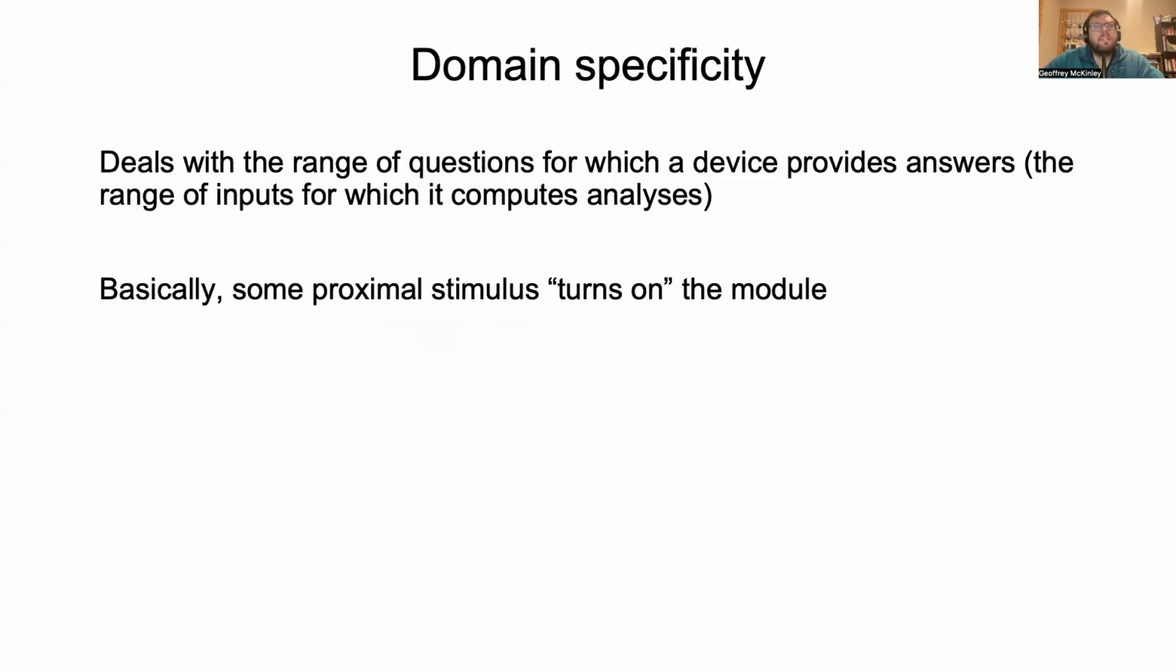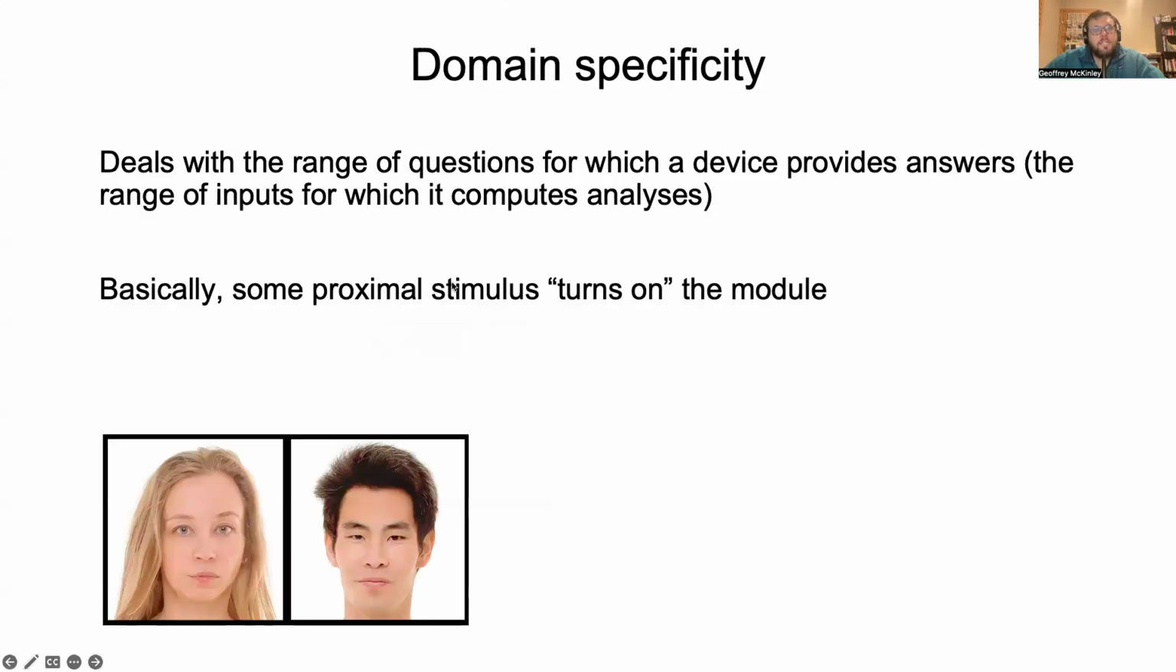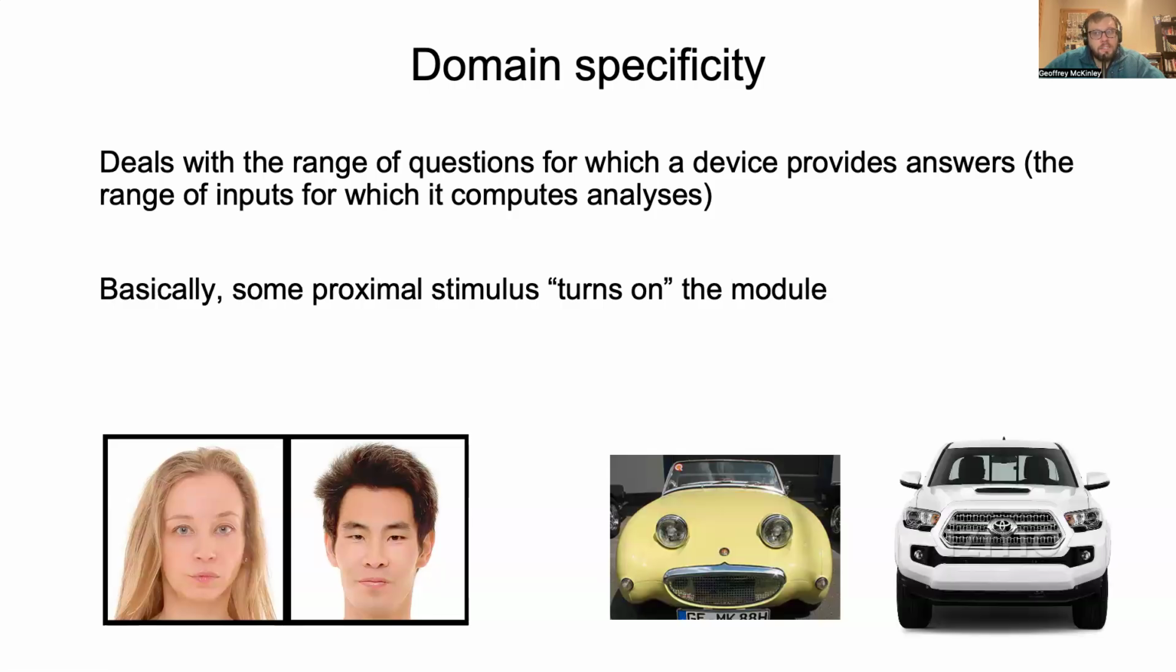And so basically, there's some proximal stimulus that turns on the module. So for example, there may or may not be, but if there was a face module that processes faces and only faces, then it would probably be turned on whenever it sees a face, right? However, it probably would also be turned on by things that kind of look like faces, right?